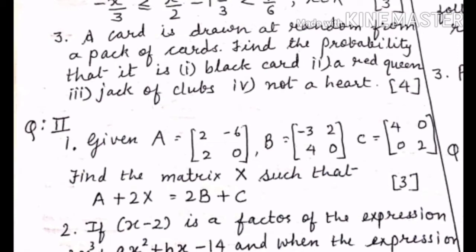Then the jack of clubs, how many clubs are there, and then you all know that 13 are of each. As you know, 4 different types of suits are there, like hearts, then clubs, then spade. Okay, so likewise you can write down the jack of club, and not a heart, meaning out of the cards how many are not a heart. You have to write its probability. You will get 4 marks for that.